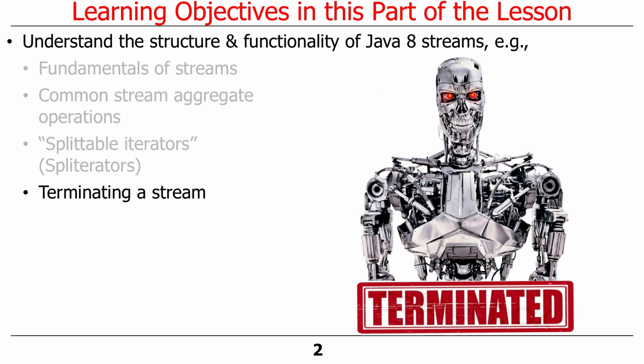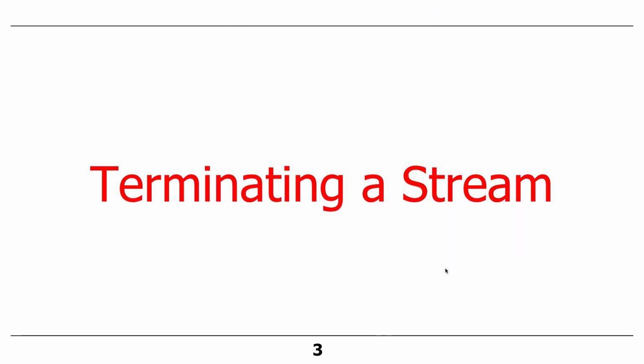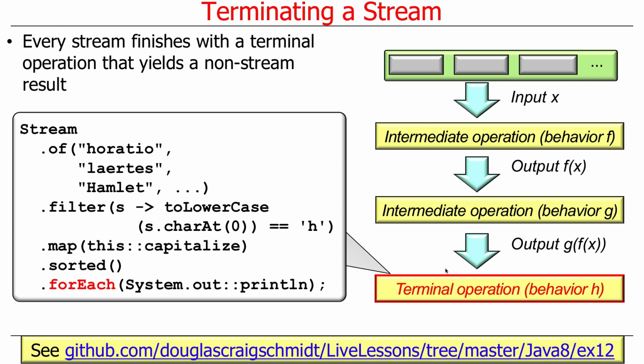So splitting is what takes the source and turns it into chunks to be processed by the stream, by the aggregate operations in the stream. And then terminating a stream is what happens at the end of the stream. Every stream has to finish with a terminal operation that yields a non-stream result.